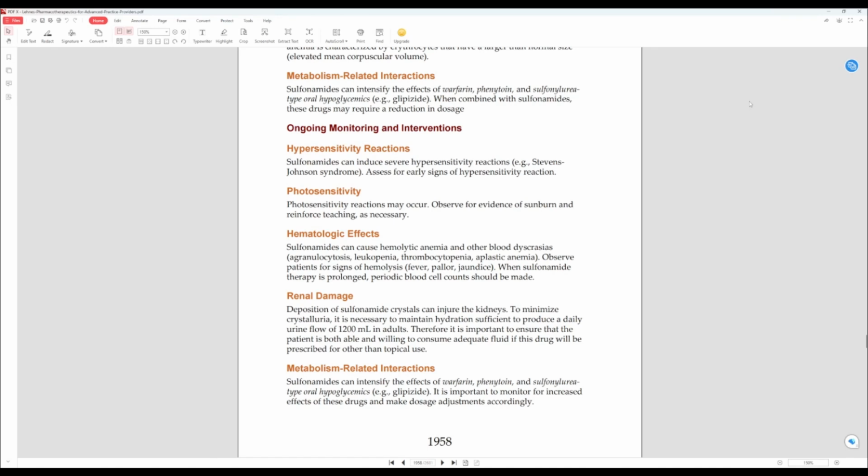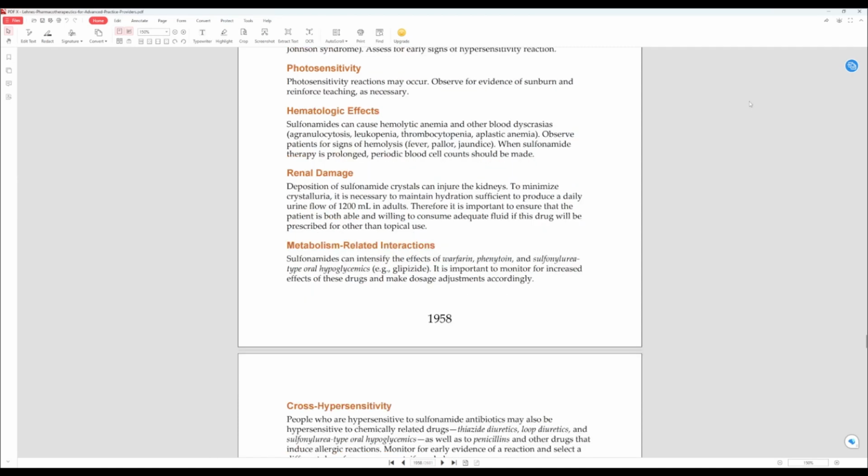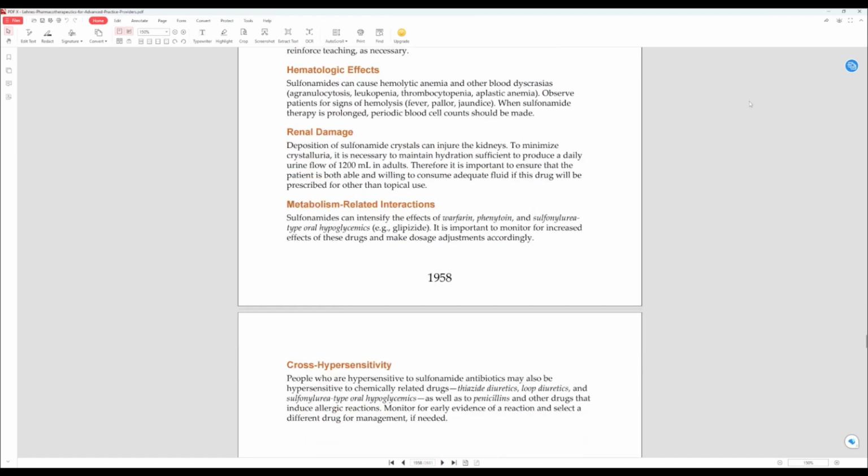Which brings us to ongoing monitoring and interventions. Hypersensitivity reactions. Sulfonamides can produce severe hypersensitivity reactions, including Stevens-Johnson syndrome. Assess for early signs of hypersensitivity reaction. Photosensitivity. Reactions may also occur, so observe for evidence of sunburns and reinforce teaching as necessary. Hematologic effects. Sulfonamides can cause hemolytic anemia and other blood dyscrasias. Observe patients for signs of hemolysis. When sulfonamide therapy is prolonged, periodic blood cell counts should be made.